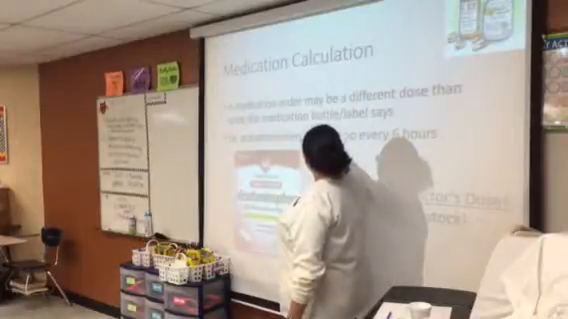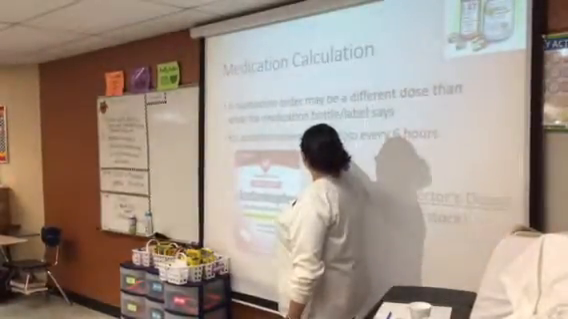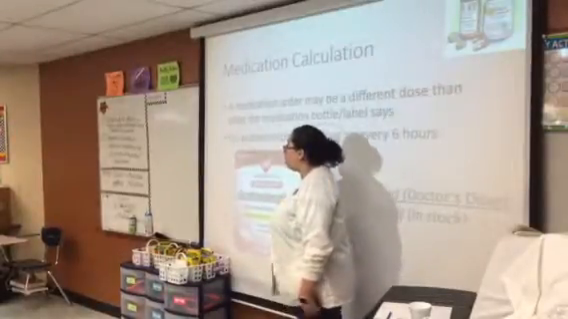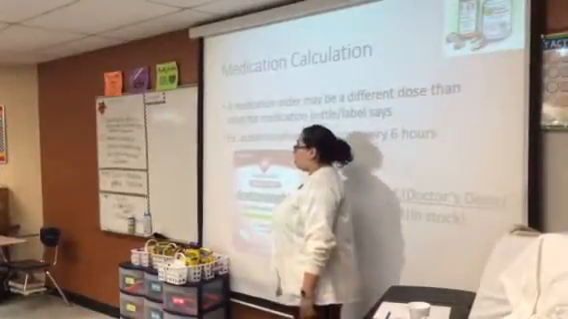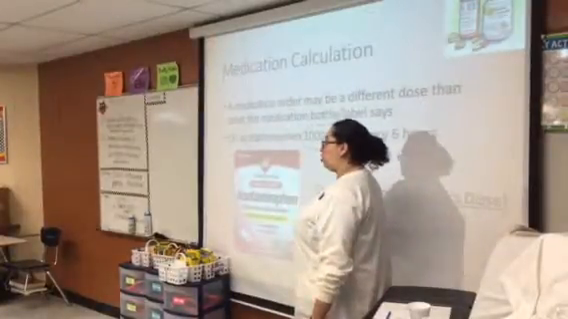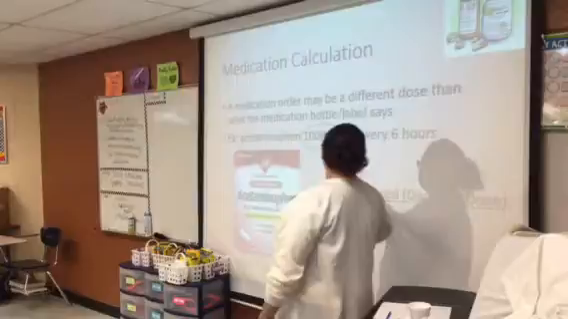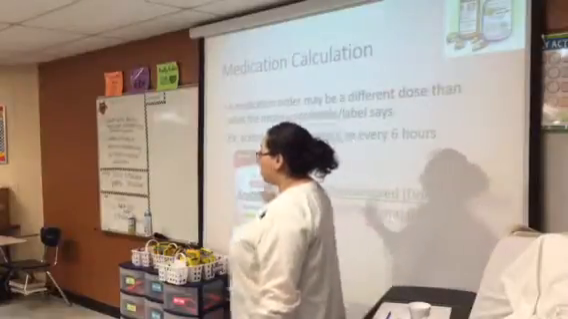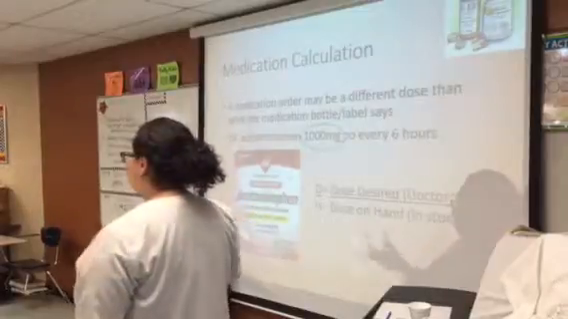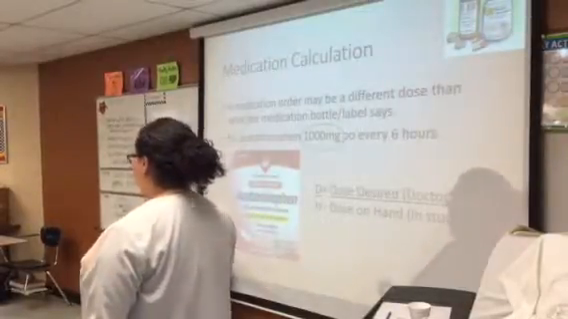What's the dose that he wants us to give? 1,000 milligrams. But how much is in each pill? 500. So that doesn't match, right? So we're gonna have to do a little calculation. So the way we remember is D over H. That means dose desired, or the doctor's order, D, doctor, okay? Over H, which is the dose on hand, or what you have with you, okay?